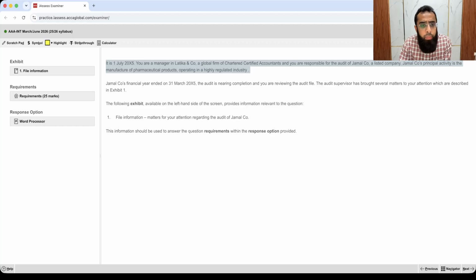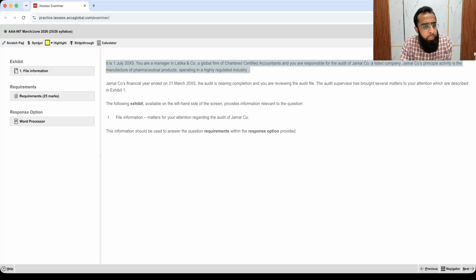Let's look at it. It is 1st July 20X5. You are a manager in Latika and Company, a global firm of chartered certified accountants, and you are responsible for the audit of Jamal Company, a listed company. Jamal Company's principal activity is the manufacture of pharmaceutical products, operating in a highly regulated industry. So he's just introducing us to the question: we are working in Latika and Company, and the client is Jamal Company, a listed company involved in pharmaceutical products.